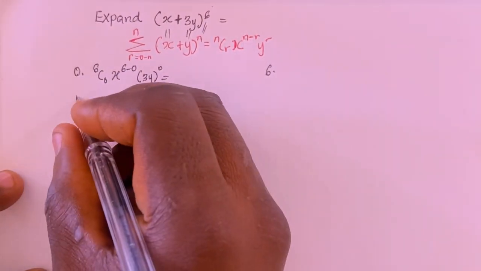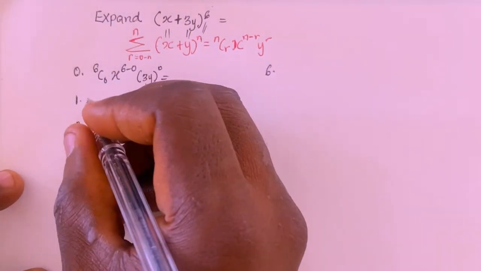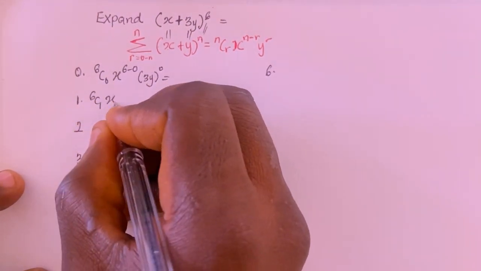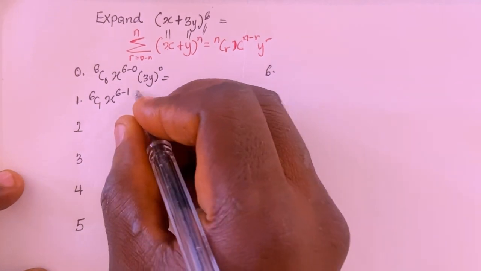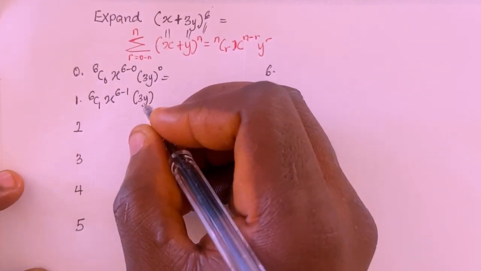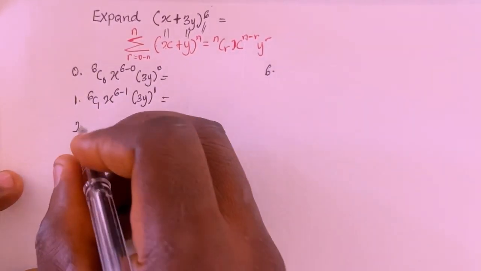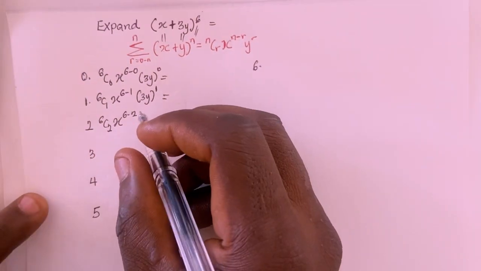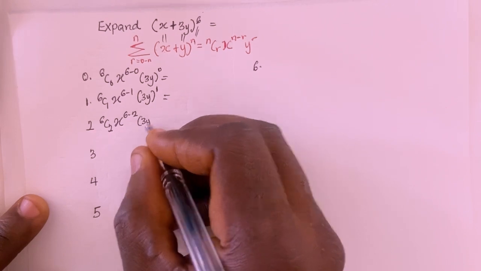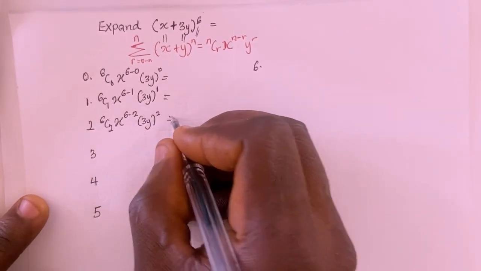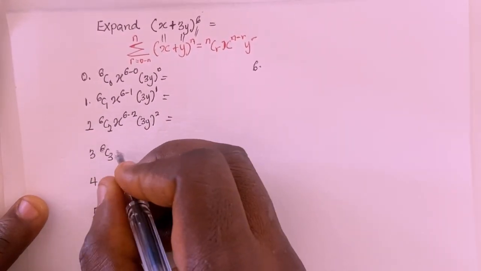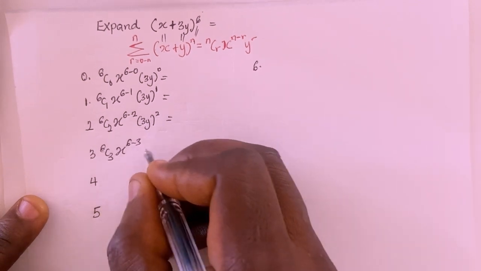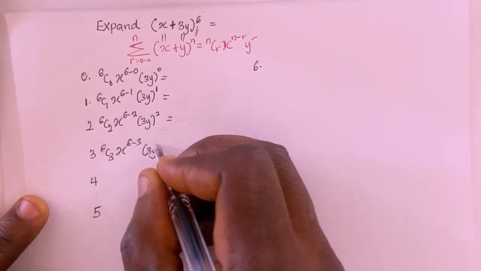For the second one, I'm going to have 6 combination 1, x to the power 6 minus 1, then 3y to the power of 1. Followed by this, 6 combination 2, x to the power 6 minus 2, 3y to the power of 2. Then 6 combination 3, x to the power 6 minus 3, 3y to the power of 3.